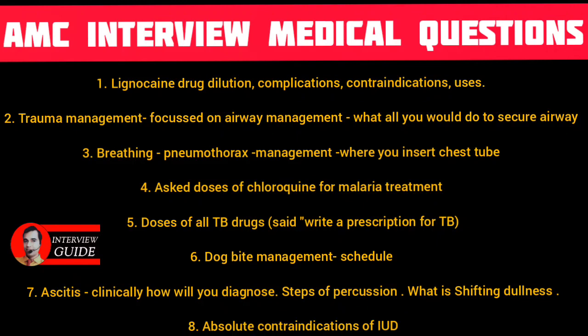Absolute contraindications of intrauterine devices. Absolute contraindications of intrauterine contraceptive devices according to WHO category 4 will be a case of puerperal sepsis, dysfunctional uterine bleeding, an ongoing PID or STD, cancer of cervix or cancer of endometrium, gestational trophoblastic neoplasia, or any uterine fibroid. These are the absolute contraindications of intrauterine contraceptive device.